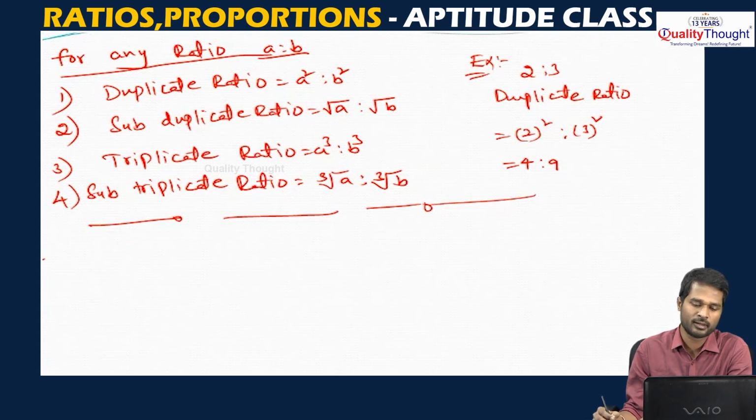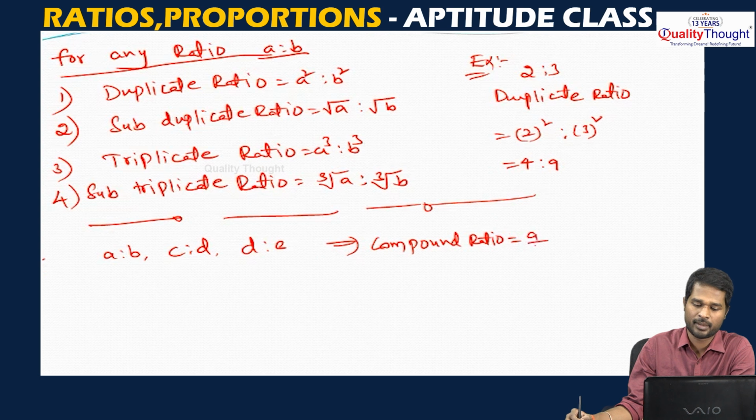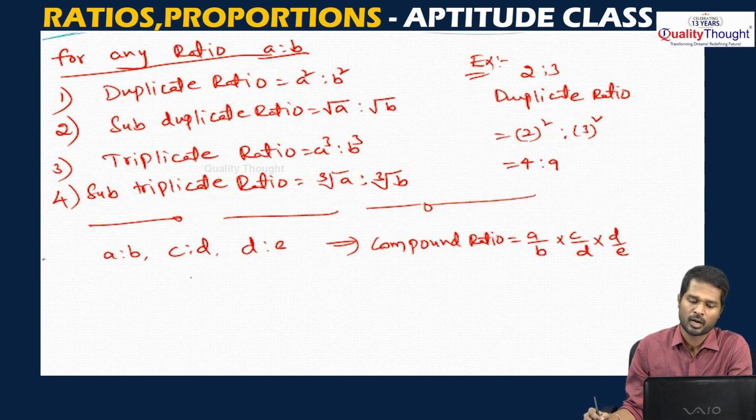Now let's see for any values given. For example, let's take some ratios A is to B, C is to D, D is to E and so on. Then for these ratios, the compound ratio is written as A by B into C by D into D by E. Like this we'll write the compound ratio.